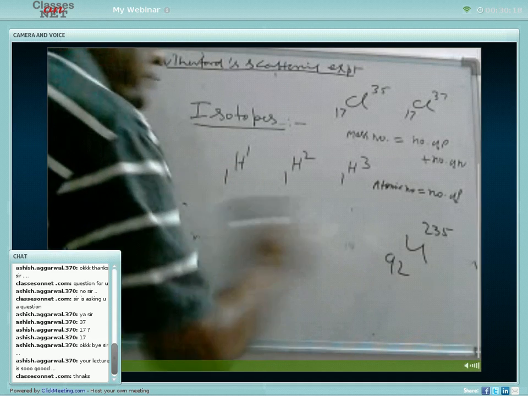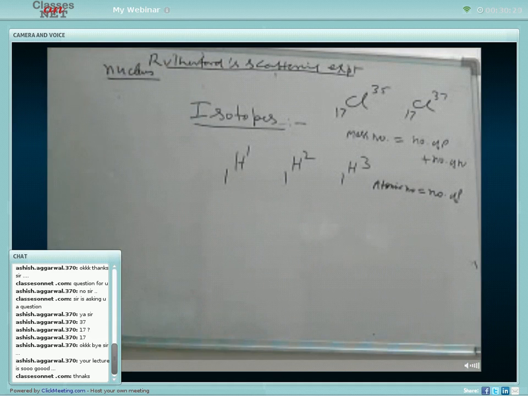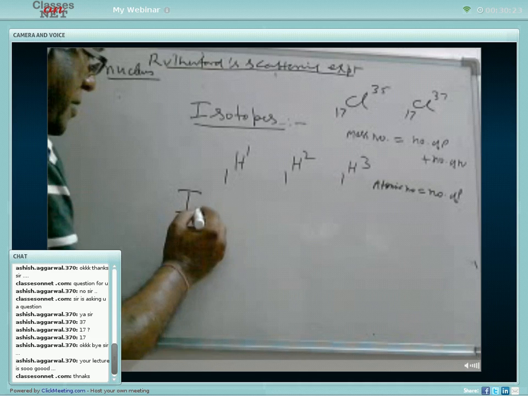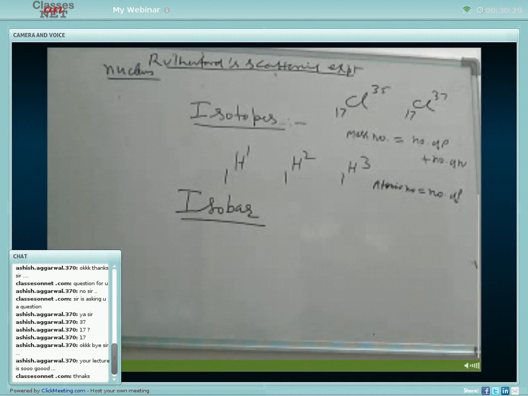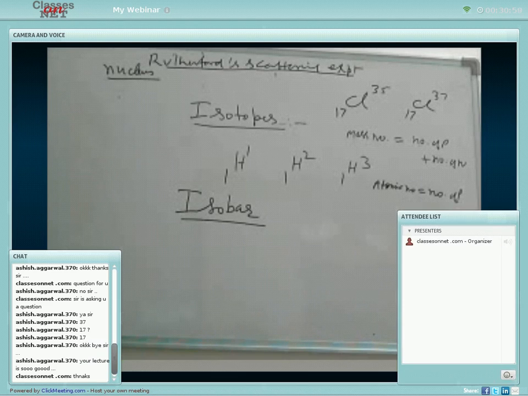So these are isotopes. Now I come to isobars. Isobars are those atoms which have the same mass number but different atomic number. Mass number is the same, but the atomic number is different.